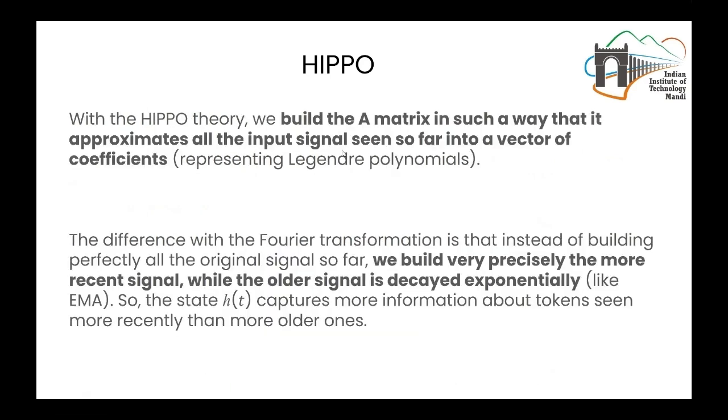HiPPO theory helps us build a matrix in such a way that it approximates all the input signals seen so far in a vector of coefficients. Now there is just one difference between Fourier transformation and HiPPO theory. Why didn't we use Fourier and used HiPPO? Because we don't completely mimic the input signal. The recent signals are built more precisely, while the older signals decay exponentially, which helps in computation very much and faster training.